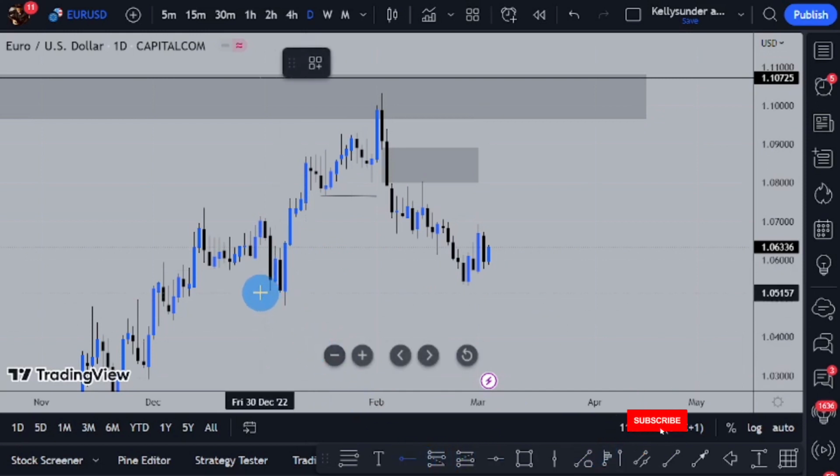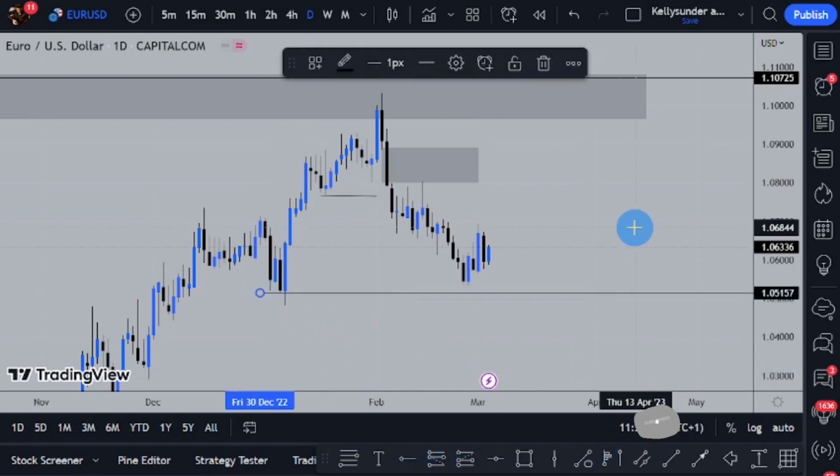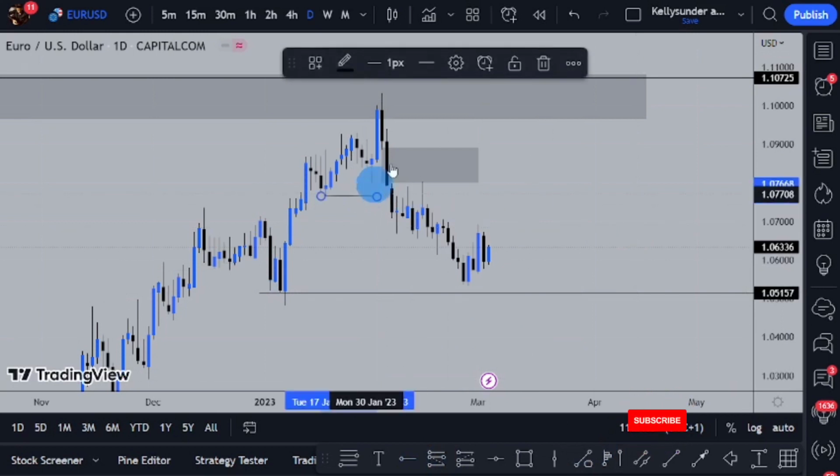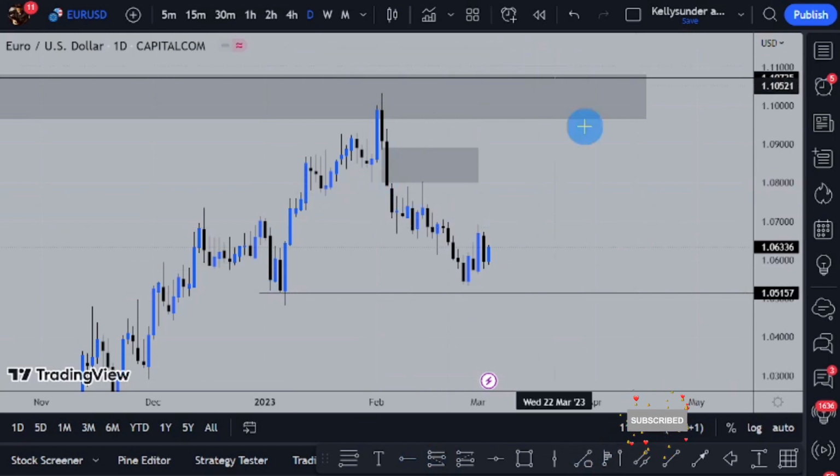Having established this bias, having seen the market structure trying to play out, it now gives you confluence and confidence to place a trade or to know what you're looking out for overall. Currently this was the 1st of March. Everybody, we are actually selling.